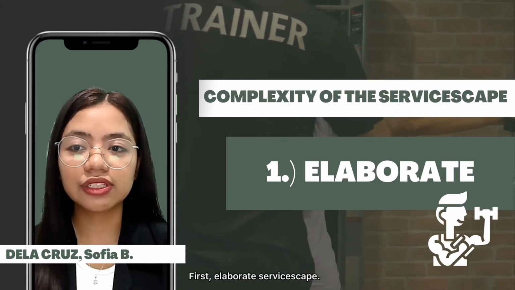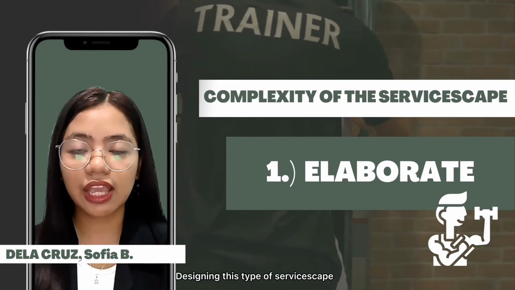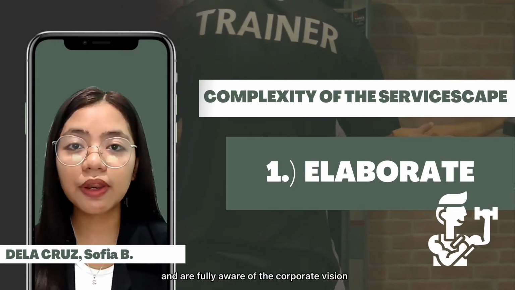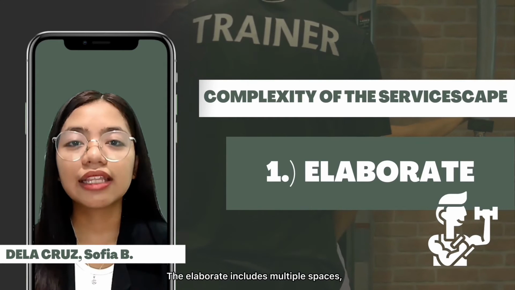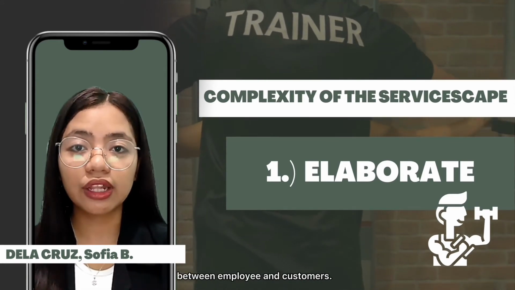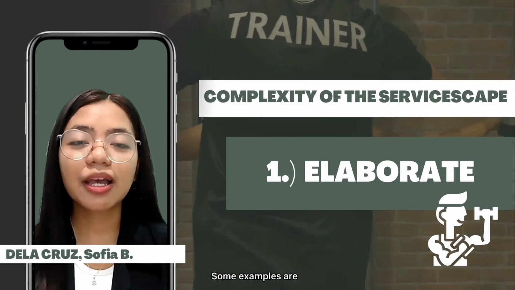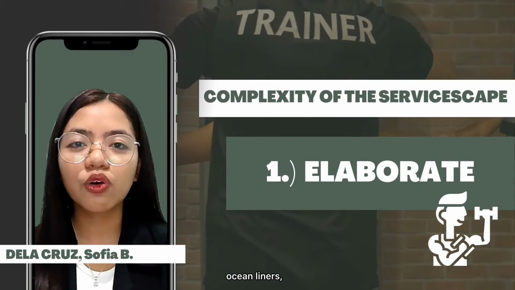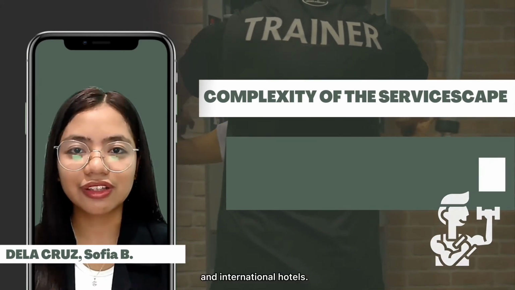First, elaborate Servicescape. Designing this type of Servicescape requires teams that are skilled in their work and are fully aware of the corporate vision and desired outcome. The elaborate includes multiple spaces, elements, and interactions between employees and customers. Some examples are restaurants, gyms, swimming pools, bars, ocean liners, and international hotels.